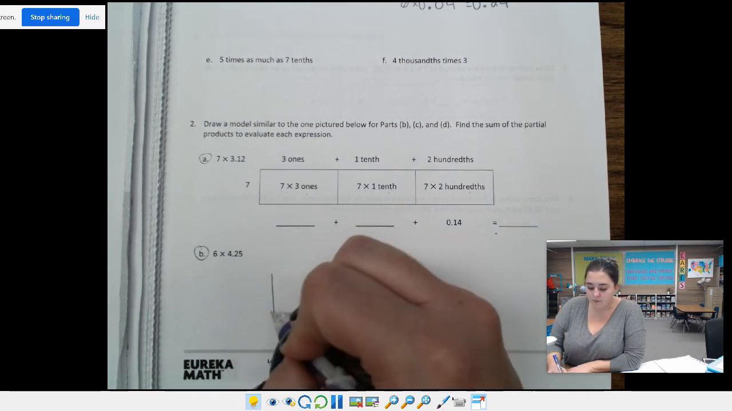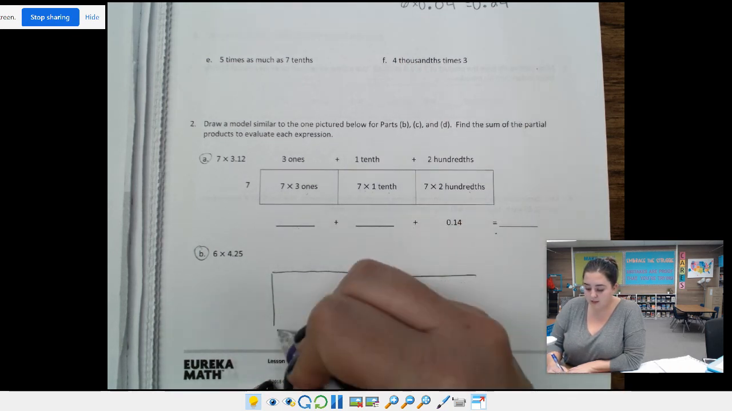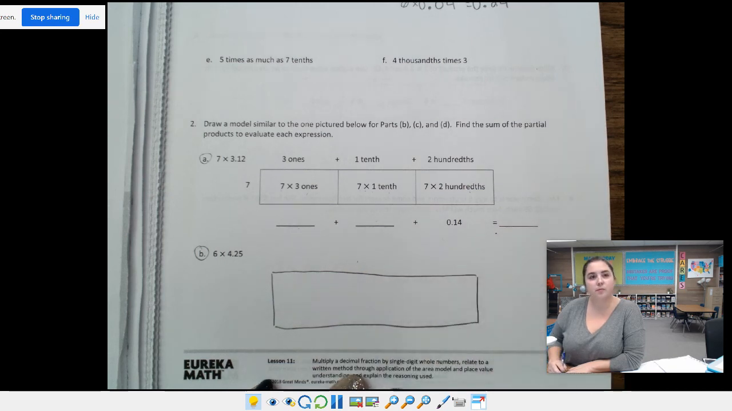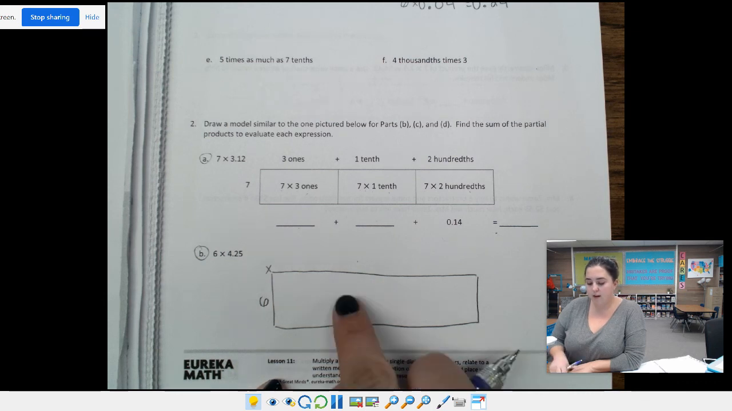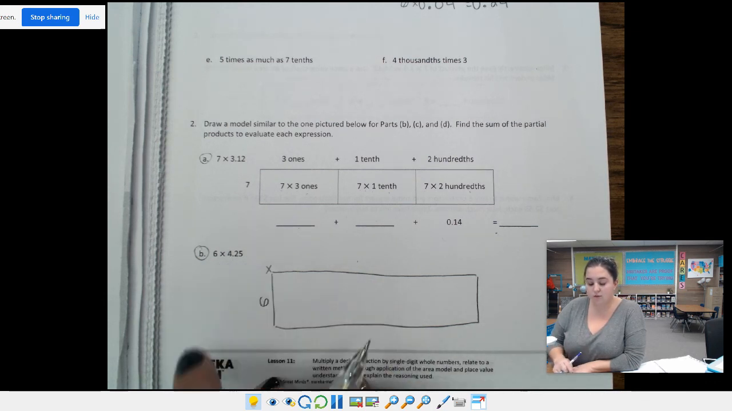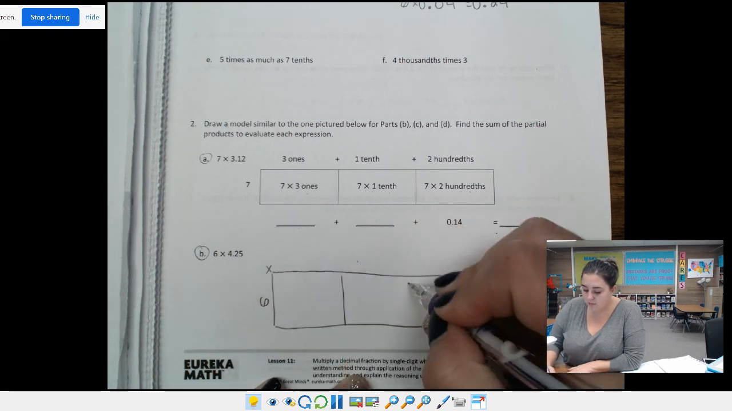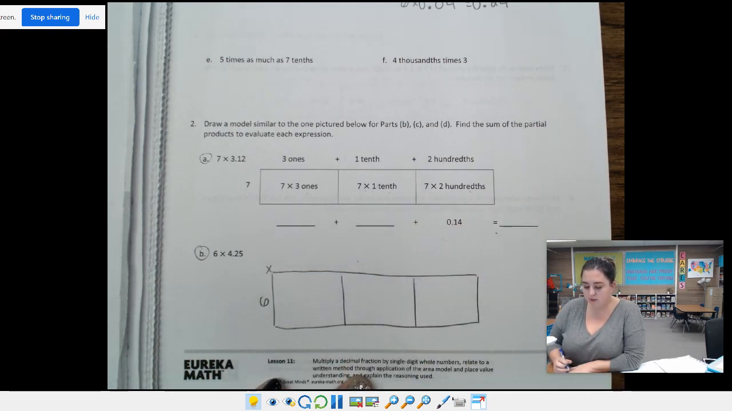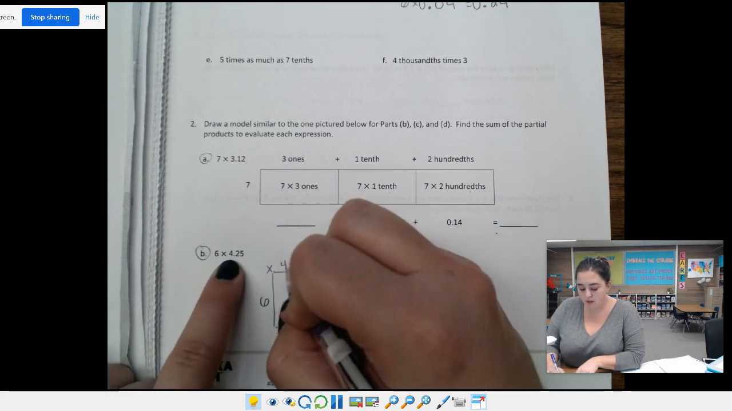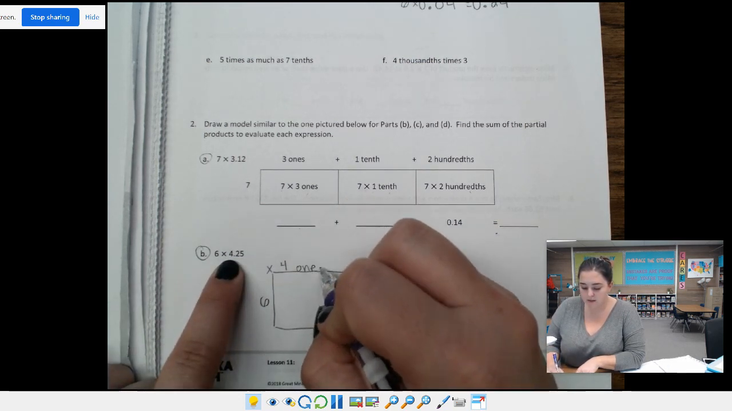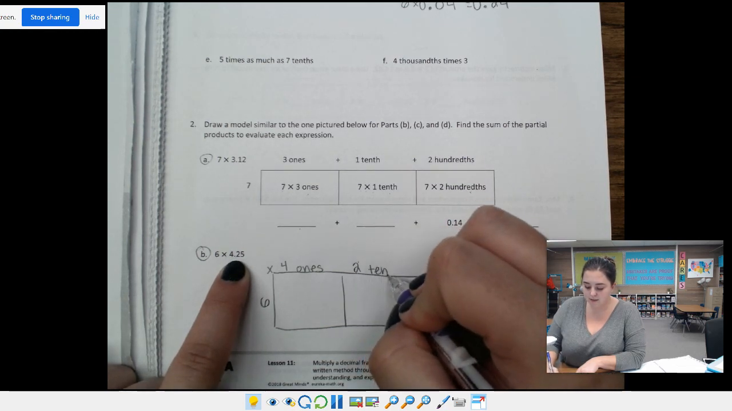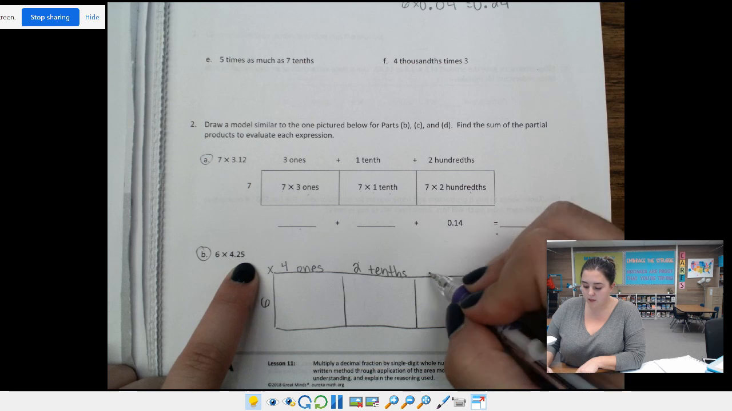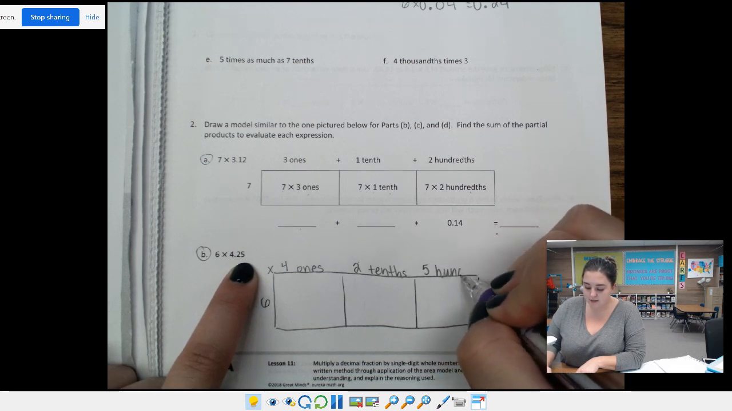B, you need to create your rectangle. So I'm going to help you. On one side, we have a 6. And on the other side, we have 3 digits we have to look at. So I'm going to break it into 3 parts. My first digit is a 4, and it is in the ones place. My second digit is a 2, and it's in the tenths. And my third digit is a 5, and it's in the hundredths.